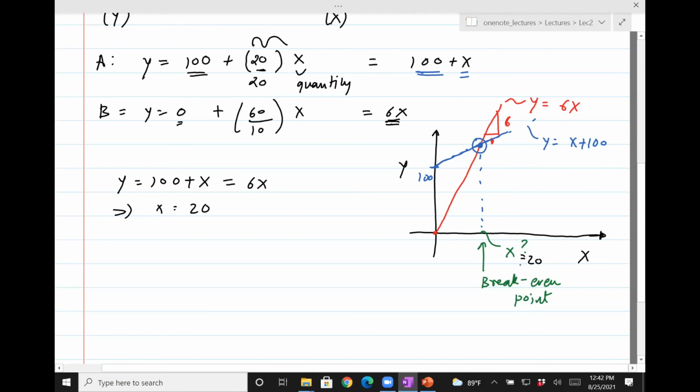That means that when you produce 20 parts is when you have a break-even point, and the cost for A versus B is the same. So you can, if you want, write this as a break-even cost.